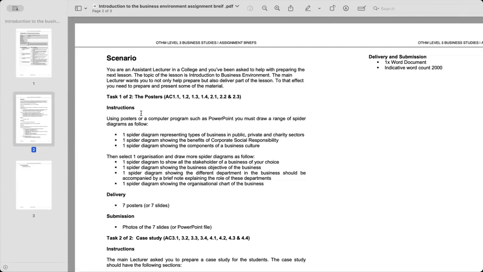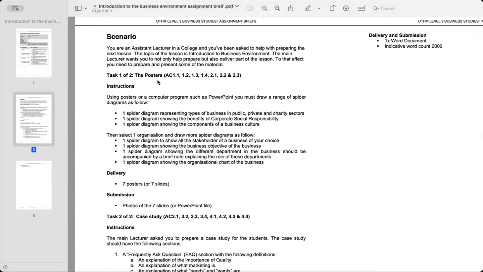So let's start with the assignment scenario. You are an assistant lecturer in a college, and you have been asked to help with preparing the next lesson. The topic of the lesson is introduction to business environment. The main lecturer wants you to not only help prepare but also deliver part of the lesson. To that effect, you need to prepare and present some of the material.